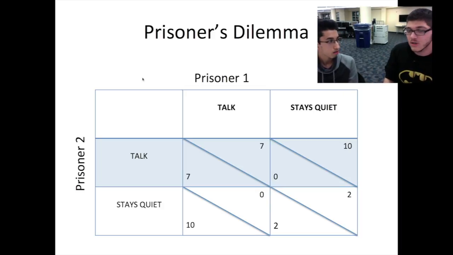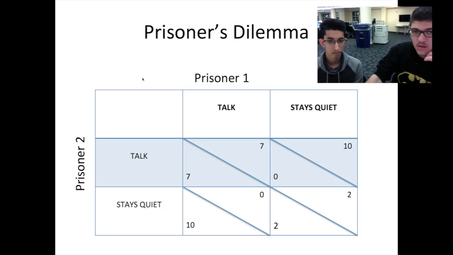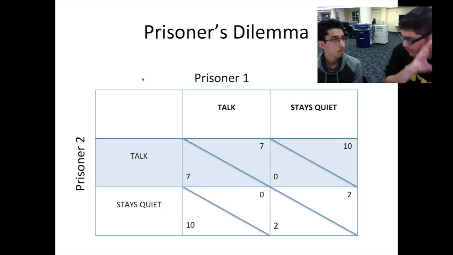So, Jalil, do you know what the prisoner's dilemma is? No, have you heard about it? Kinda, in my economics class. Okay, the prisoner's dilemma is a game theory that can be used to explain economics and government. So I'm going to be teaching you what exactly it is and how you can use it to your benefit.